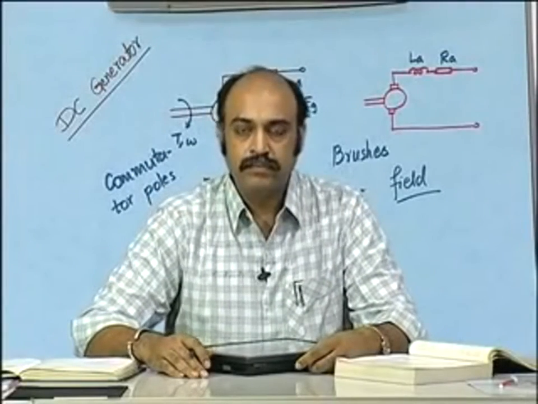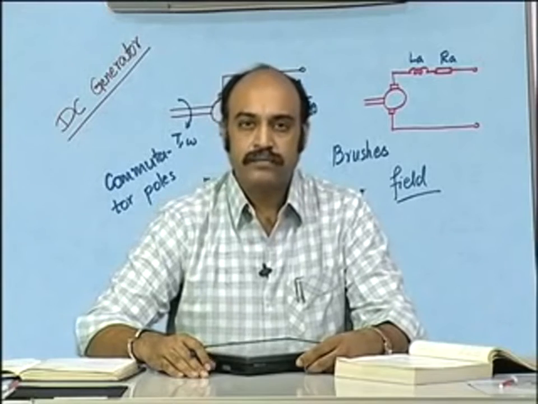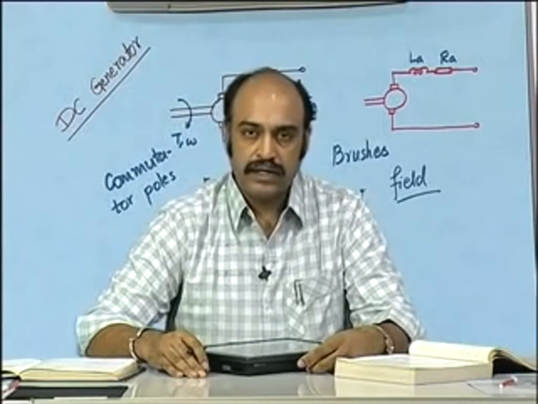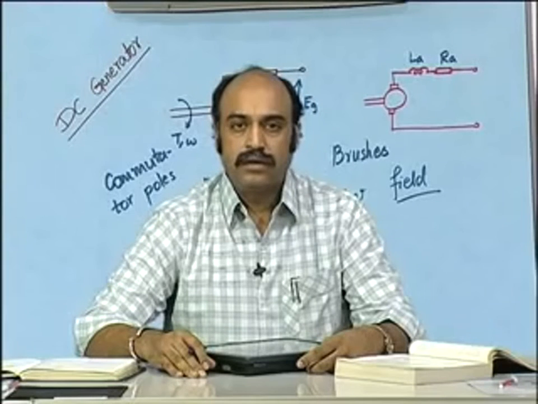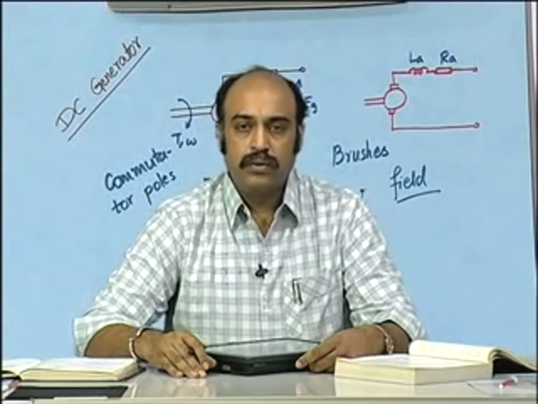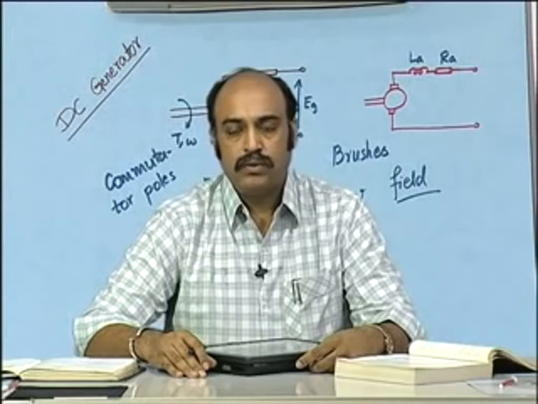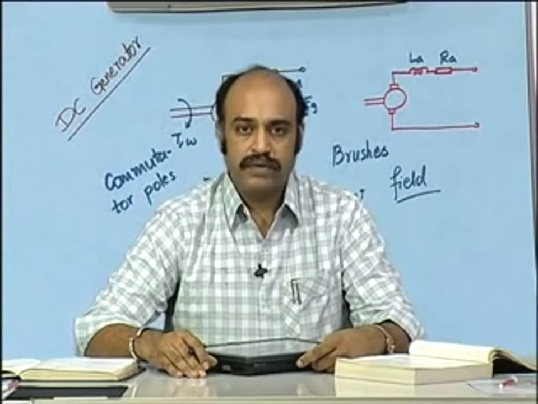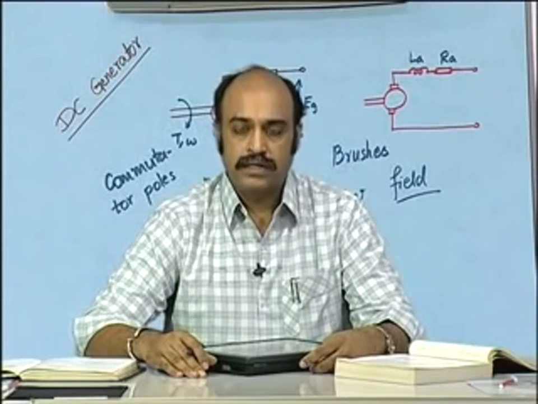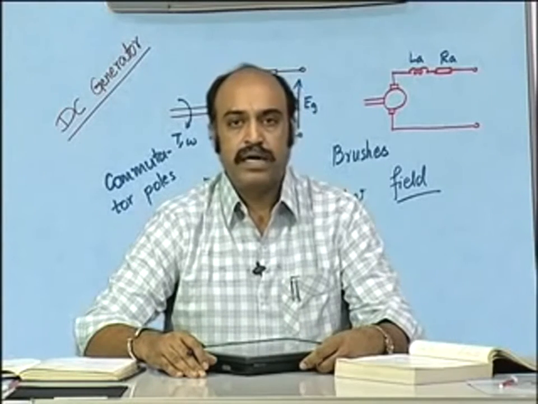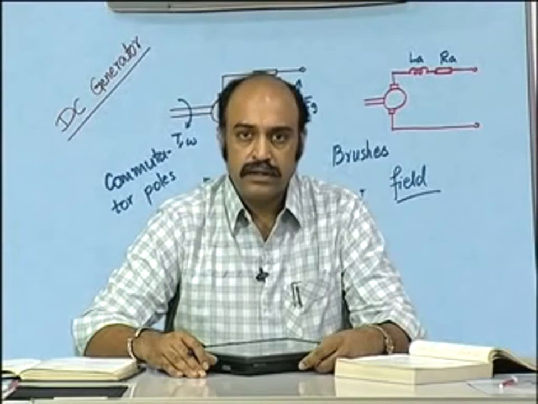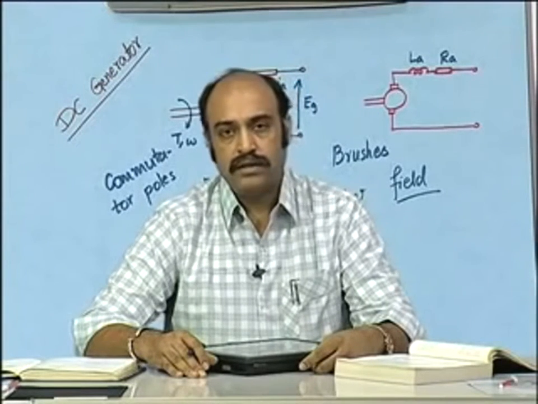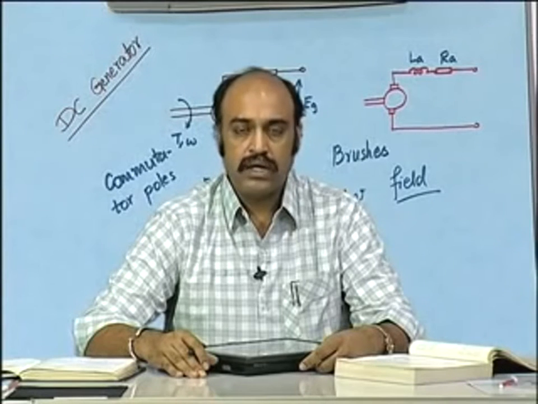Hello everybody. In the last session, we were discussing the DC generator and looked at how one could excite the DC generator with various excitation methods. There is the permanent magnet method, the separately excited method, the shunt excitation method, and one more method, the compound excitation method, which we have still not discussed.